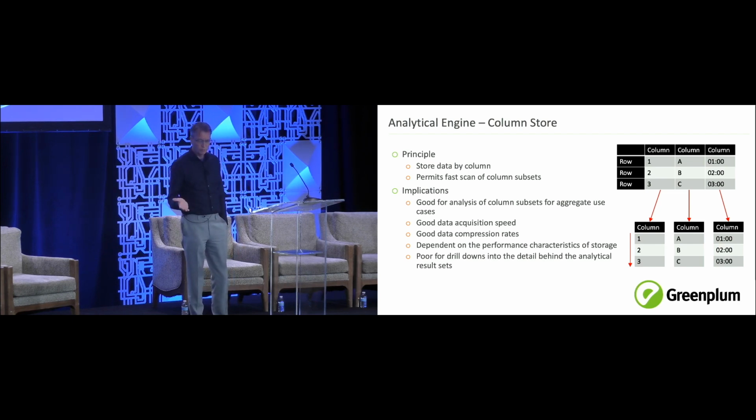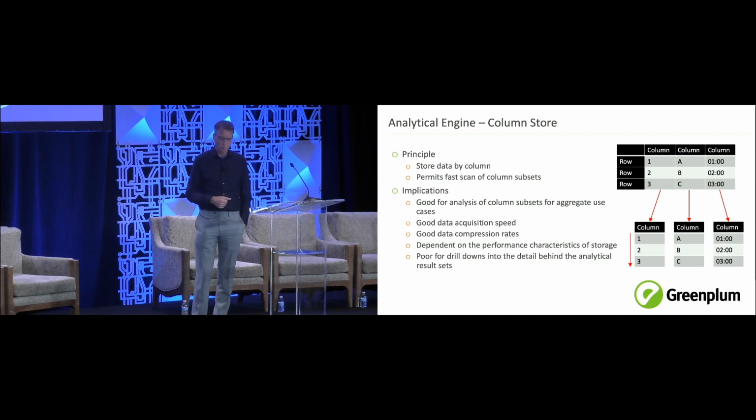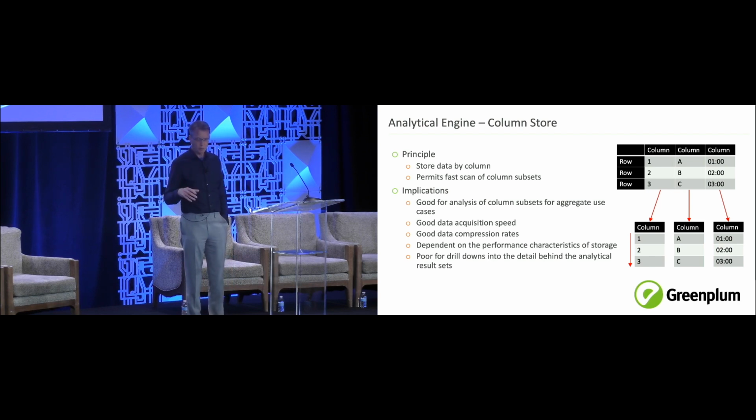It's also good for compression as well because each column contains values which are all of similar data type, maybe a small subset of values, which compresses down well. So good for I/O. But of course, it is reading from storage, so it's going to be dependent on the performance of storage, a little bit like row store. Ultimately, though, it's great for aggregation, but it's poor for drilling down into the detail behind the analytical result.